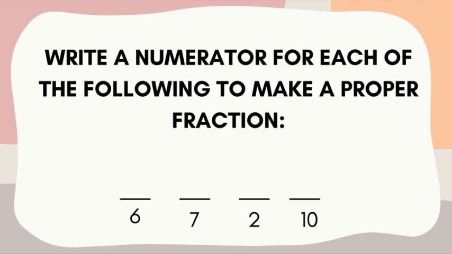Write a numerator for each of the following to make a proper fraction. So we have 6 as the denominator for the first one. We have 7, 2, and 10. So we need a numerator. Remember, the numerator is the number at the top. And remember, we are making proper fractions. So therefore, the numerator should be smaller than the denominator.